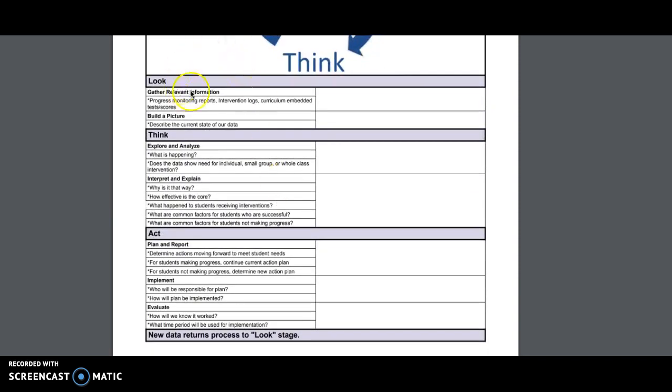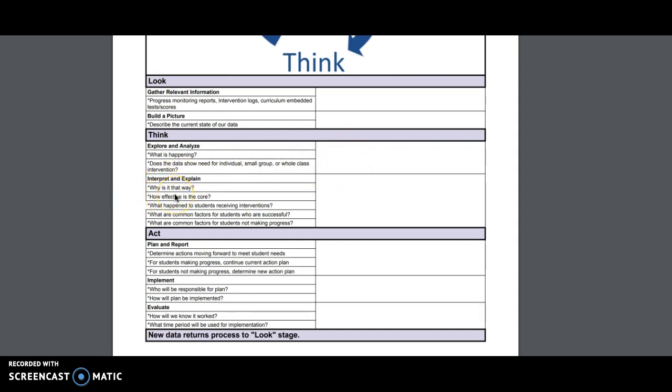So after we've done the look portion of the data, we've just examined where we're at, and we're going to start thinking about it. So think is really in two pieces. There's an explore and analyze piece. What's happening with the data? Does the data show a need for individual, small group, or whole class intervention? Filling in that portion. And then we interpret and explain the data.